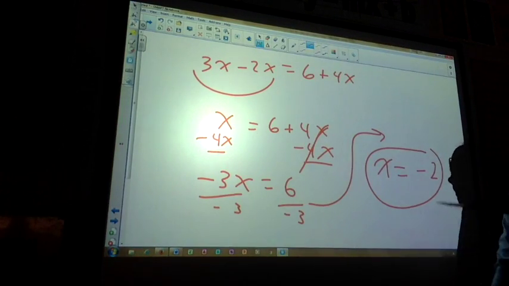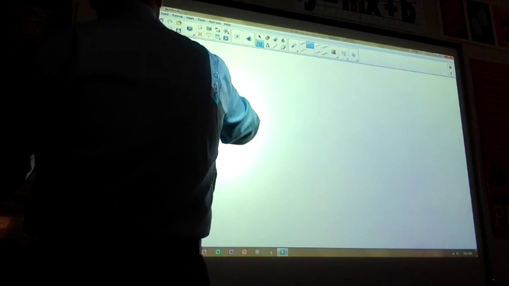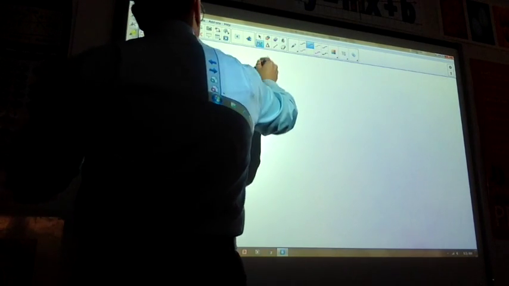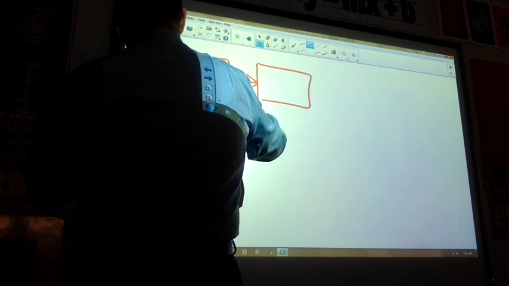All right, so I'm gonna come back to these boxes a little bit. What does LCD stand for?